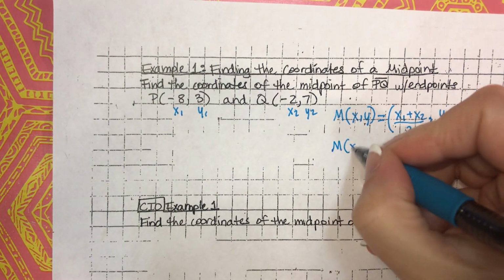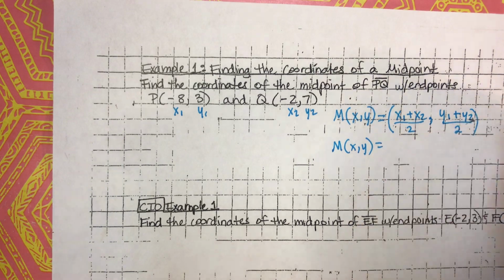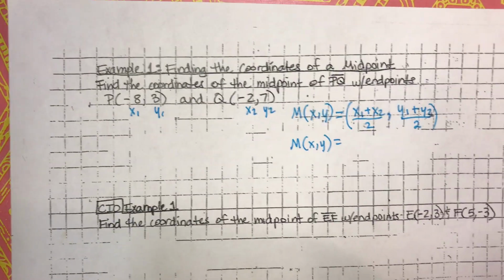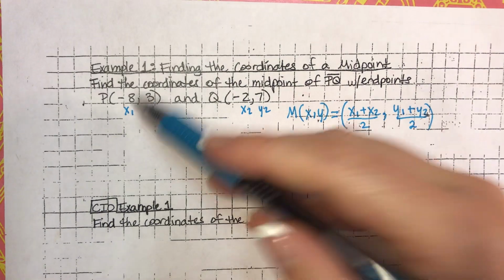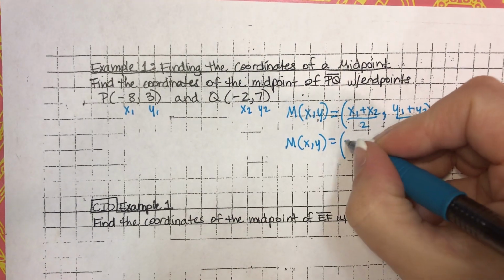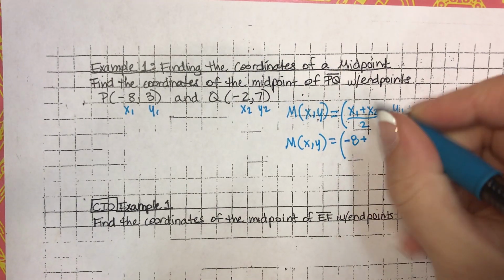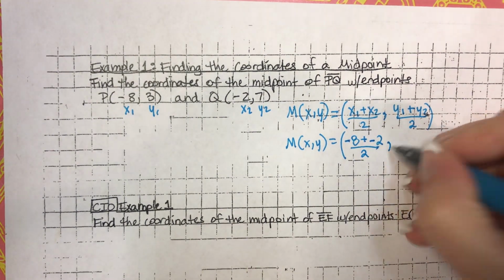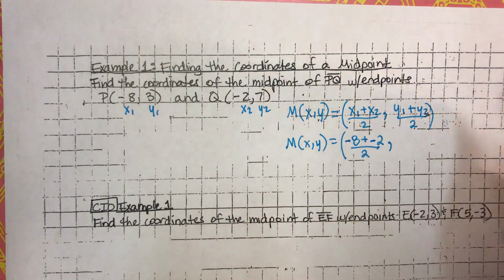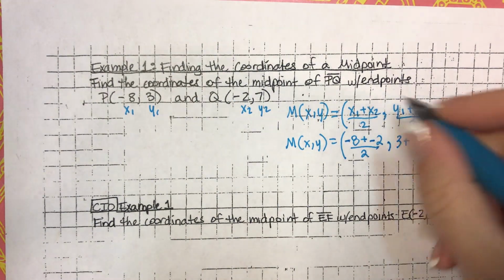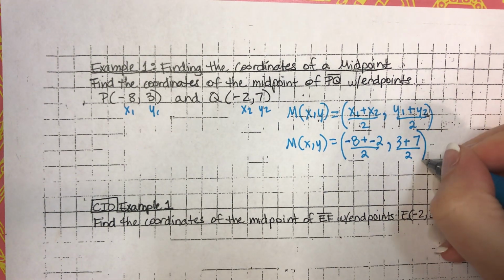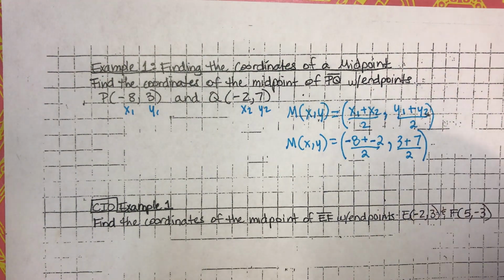So our midpoint, this is our midpoint formula, equals, what does it equal? This equals x1, which is -8, plus x2, which is negative 2, divided by 2, comma, y1 is 3, plus y2 is 7, all divided by 2. And then we just simplify this.